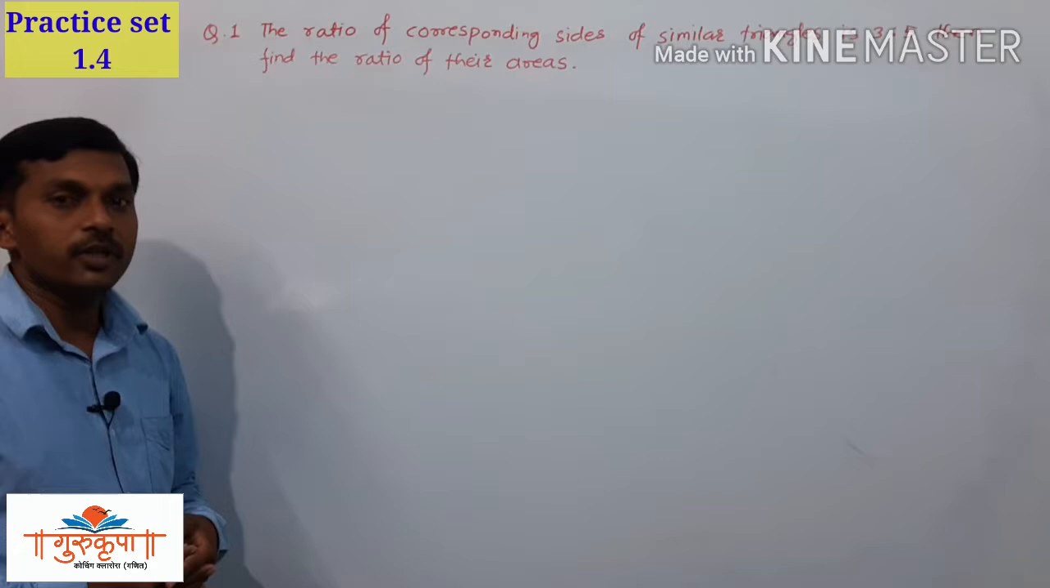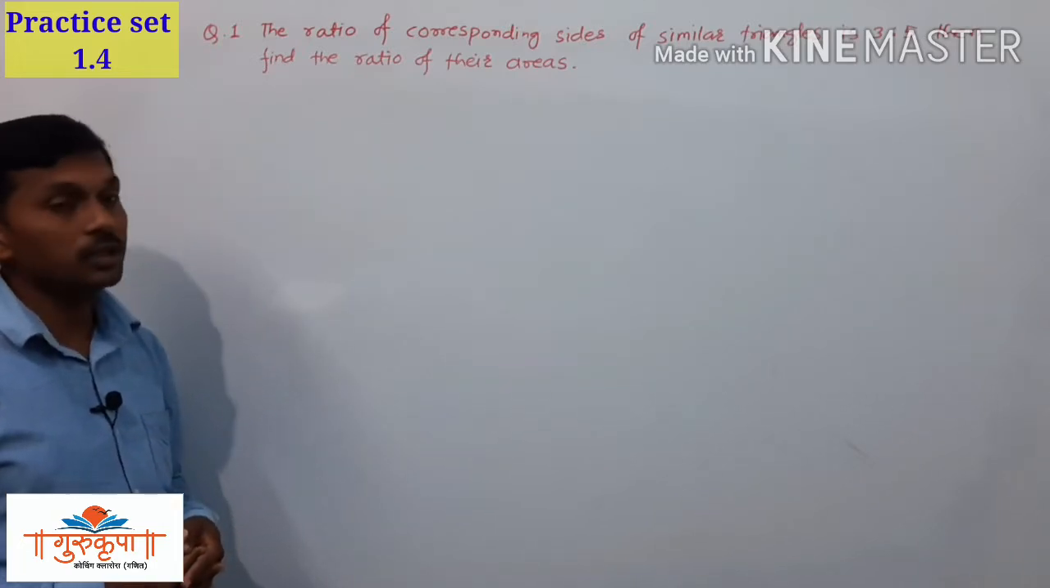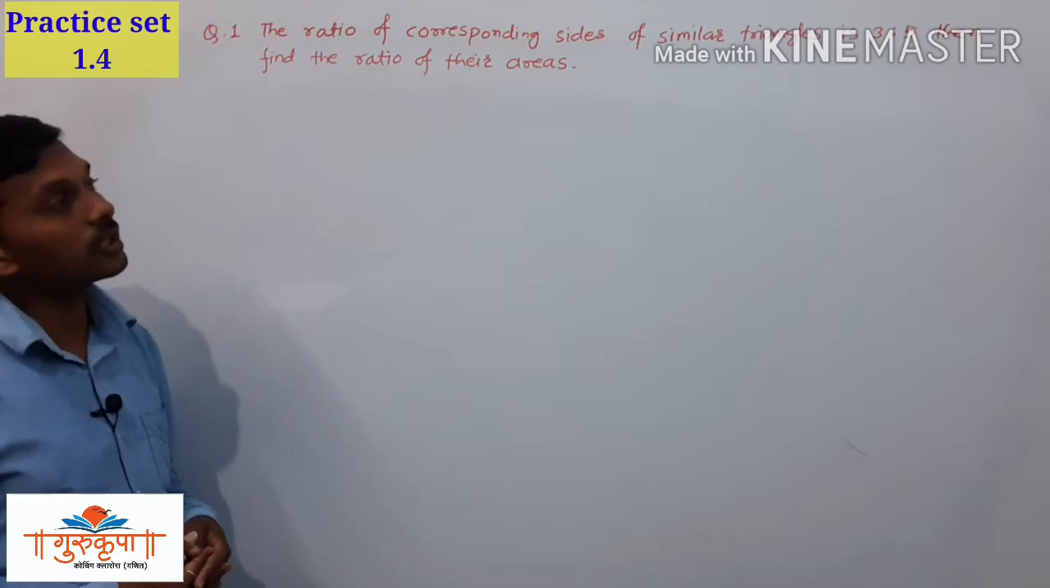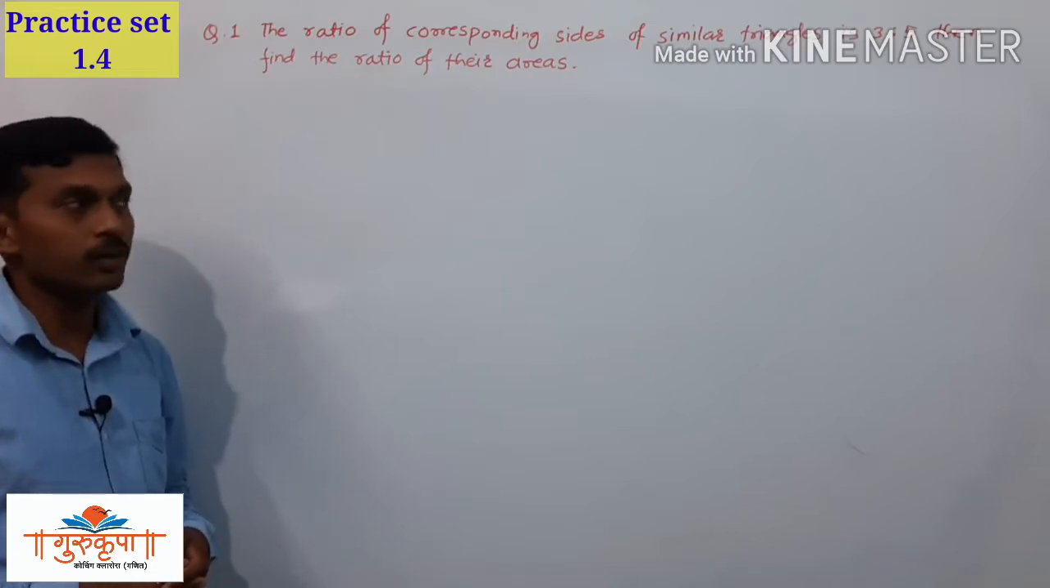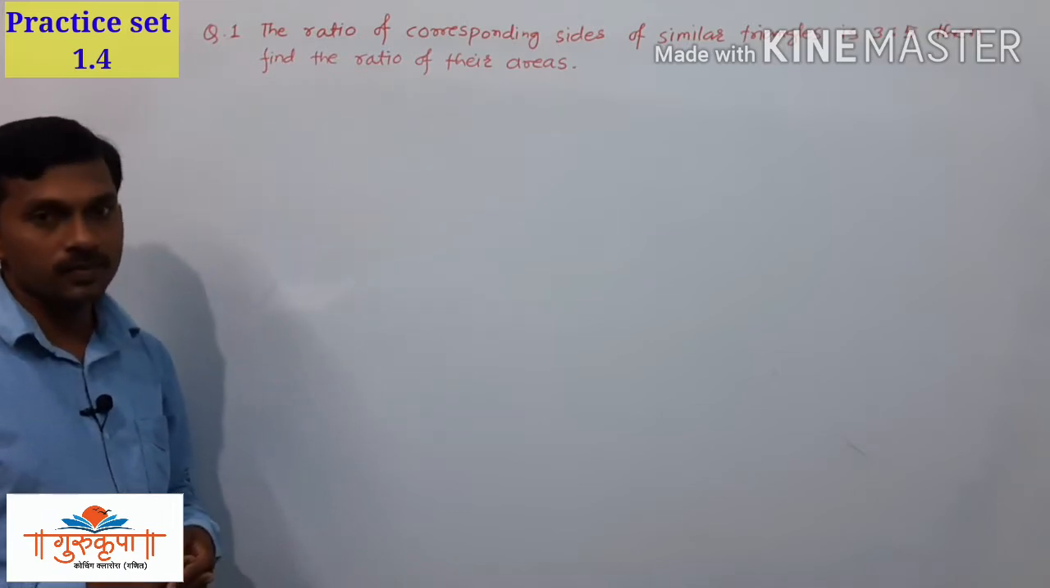Practice set 1.4. First question. The question is: the ratio of the corresponding sides of similar triangles is 3:5. Then find the ratio of their areas.